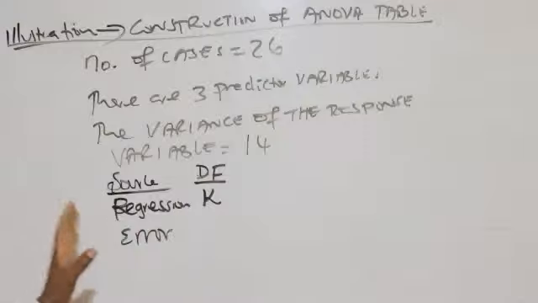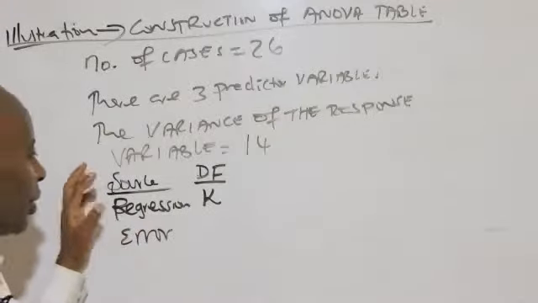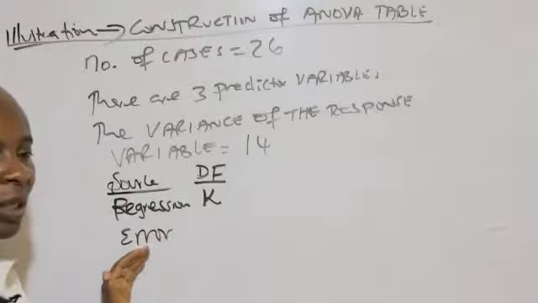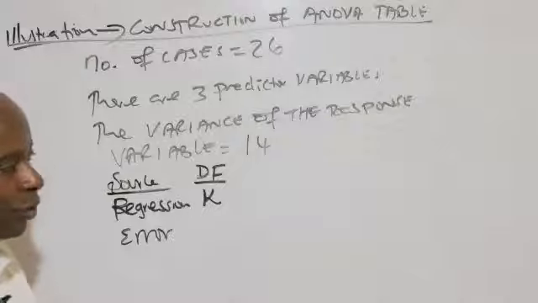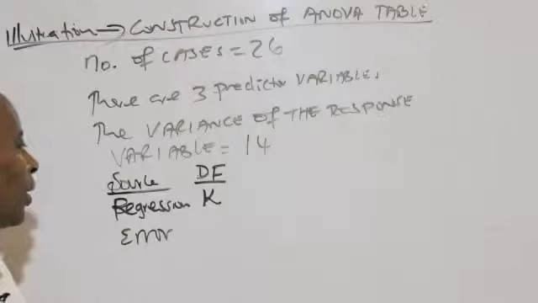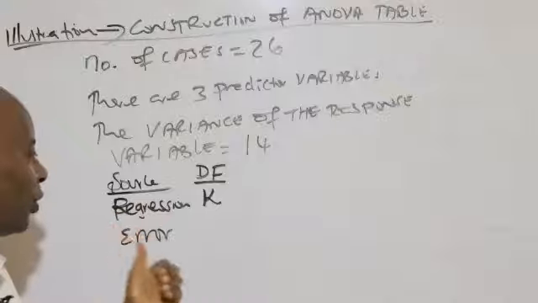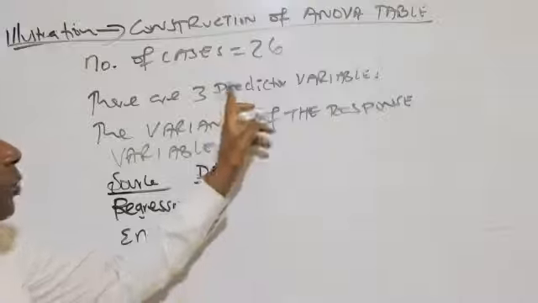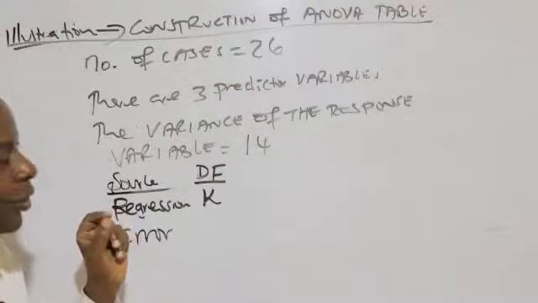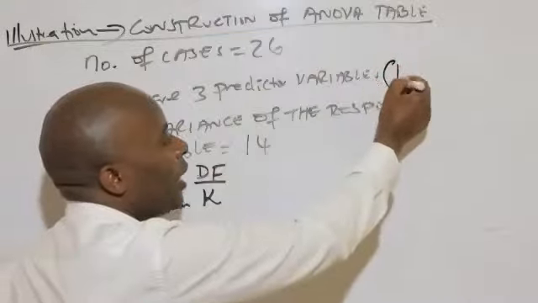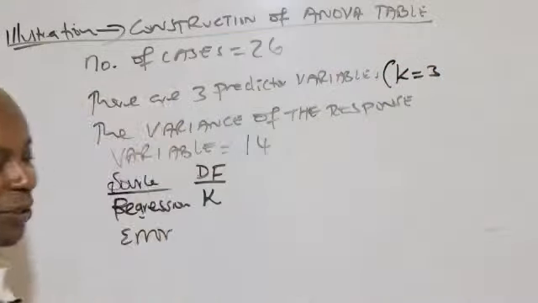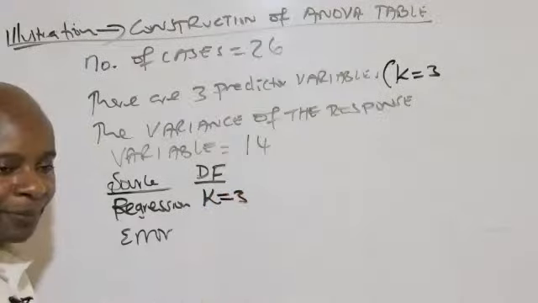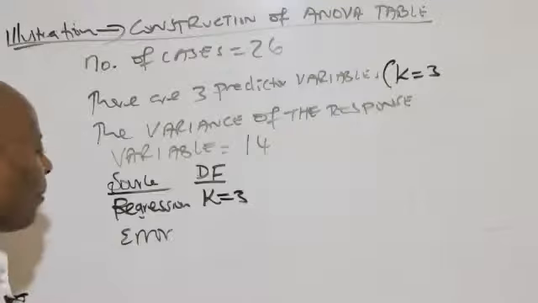So let's construct this together. The first thing we need to do is mention the sources. For sources, we have regression and error. And then we start with the column of degrees of freedom. Ladies and gentlemen, the degrees of freedom for regression are always k, where k stands for the number of predictor variables. Here my k will be equal to 3, meaning that the regression degrees of freedom are 3.